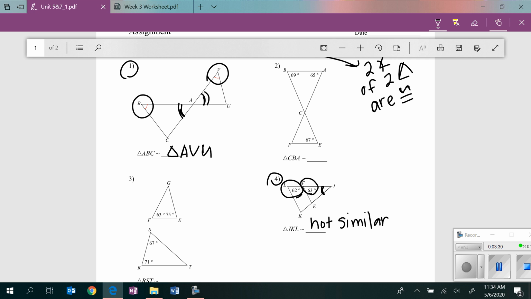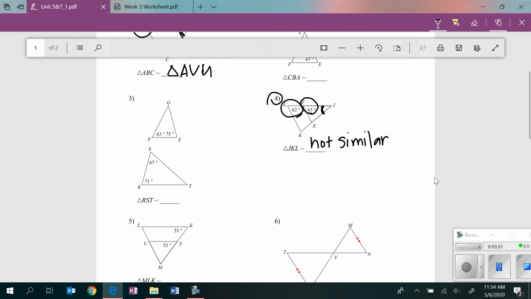Okay, and you might be wondering, well, why don't I check K or E? And that's because if 62 degrees is not the same as 63, then E and K can't be the same either, because you can only have a maximum of 180 degrees in every triangle, and that doesn't change.